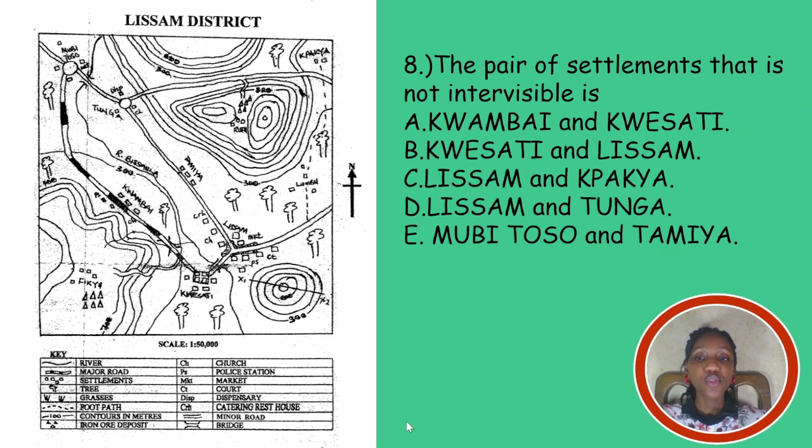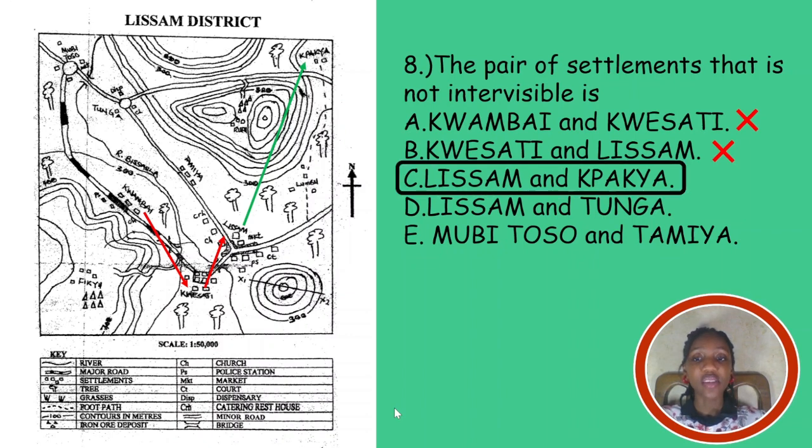So let's evaluate all the options one by one, starting from option A, Kwambai and Kwesati, and both of them are intervisible, and that makes option A wrong. Option B, Kwesati and Lisam, both of them are intervisible again, so that makes option B also wrong. Now, option C, Lisam and Pakia, both of them are not intervisible, and that makes option C the correct answer.